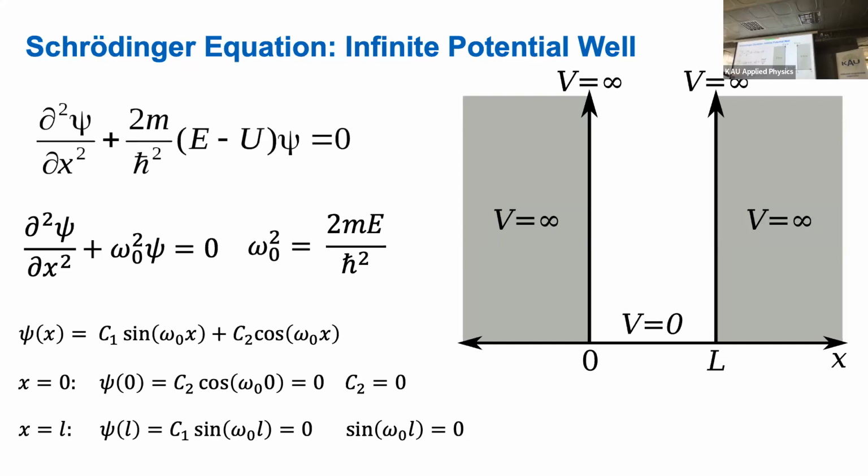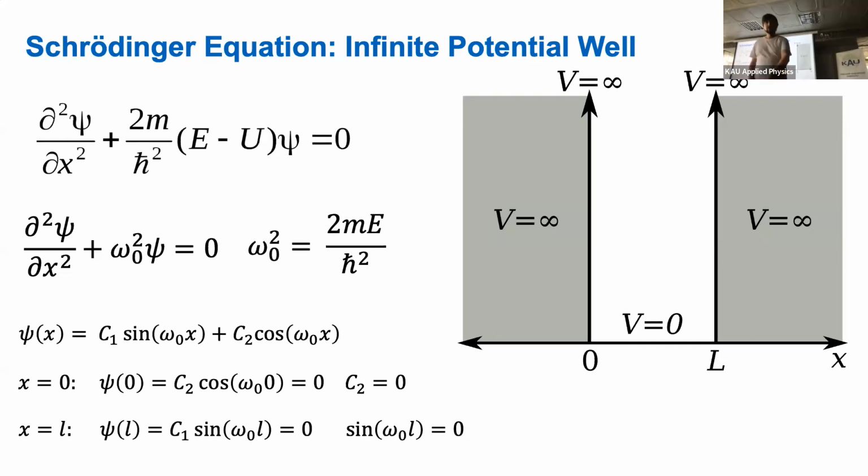We can just substitute 0 here. We see that sinus 0 equals 0. Cosinus of 0 equals 1. So c2 equals 0. Then we just will substitute L. Here we get 0 because we know that c2 equals 0. We get sinus omega L equals 0. So sinus omega L equals 0.